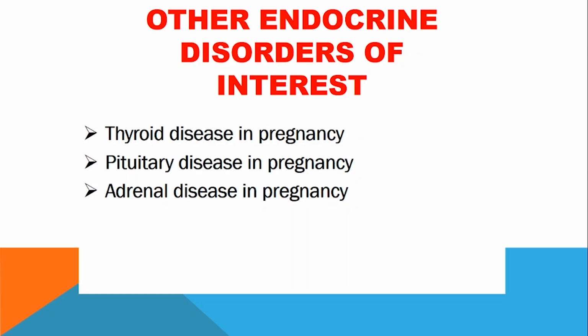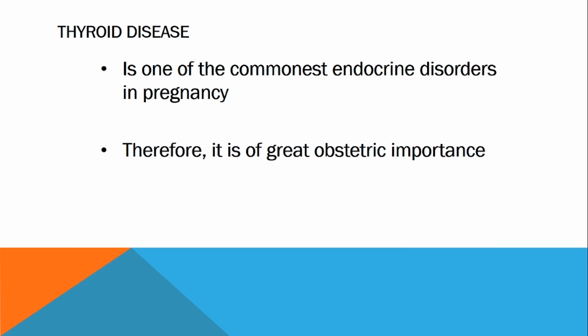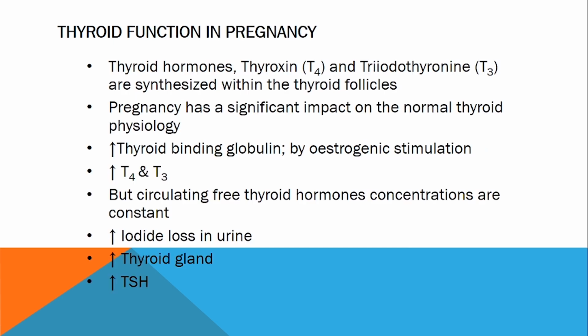So I want us to appreciate, even if it's going to be to a little extent, other endocrine disorders of interest. What are other endocrine disorders of interest? Thyroid disease in pregnancy, pituitary disease in pregnancy, adrenal disease in pregnancy. Thyroid disease is one of the commonest endocrine disorders in pregnancy. Therefore, it is of great obstetric importance.